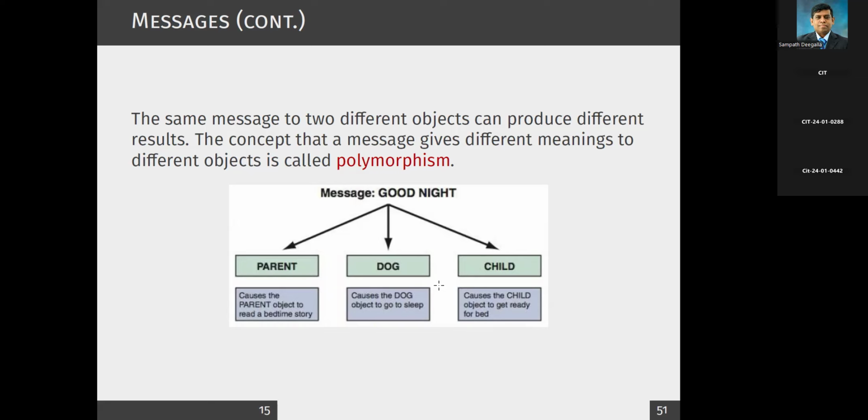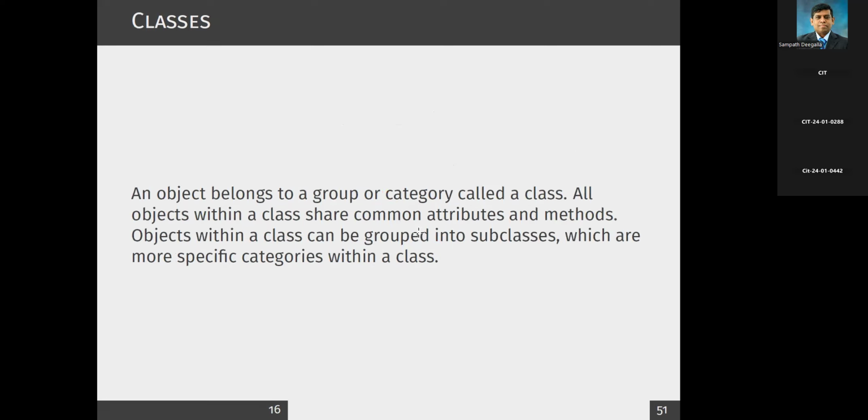This concept we call polymorphism, which means if you say good night, various different objects might behave differently. For example, looking at this graphic, good night causes the parent object to read a bedtime story, causes the dog object to go to sleep, and causes the child object to get ready for bed. So similarly, messages can be used to interact with other objects.